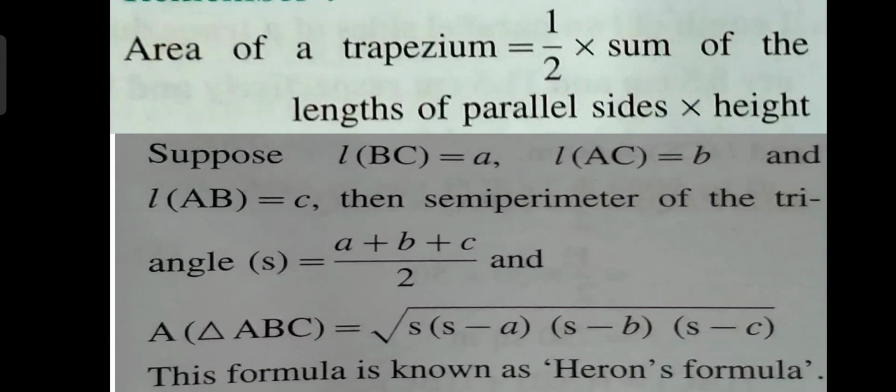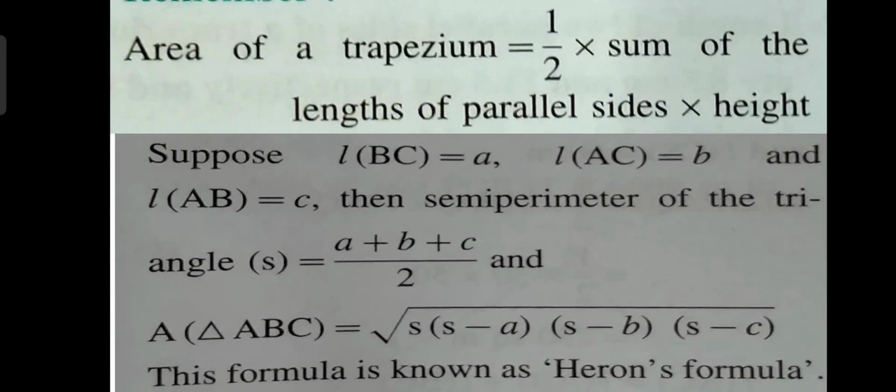Area of a trapezium is equal to half into sum of the lengths of parallel sides into height. Now suppose this is for the triangle. Suppose you are only having the sides and you don't know what is the height or what is the base. Then we shall use this formula which is known as Heron's formula.